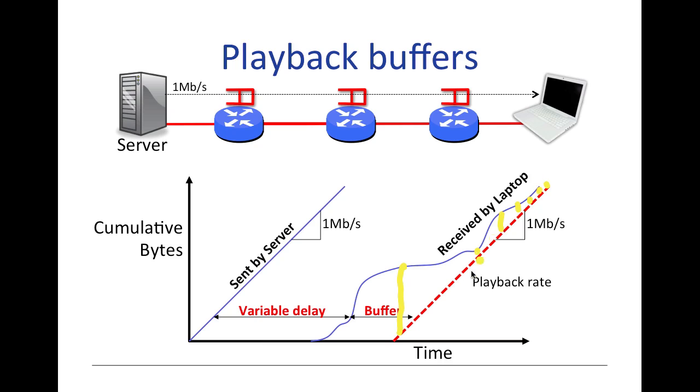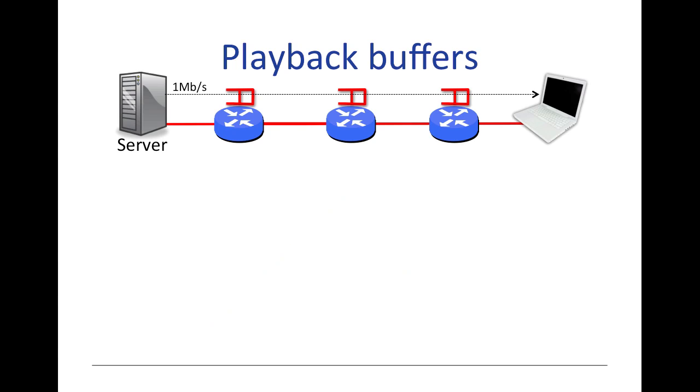Okay, so we're playing back at a constant 1 megabits per second. That's what's being played back to the user. So this is a good example. We picked the right value, we waited long enough, we built up enough buffer, everything worked out fine in the end.